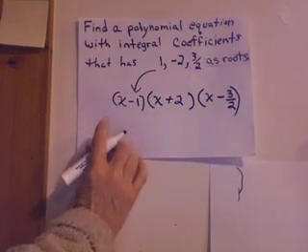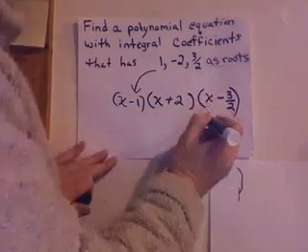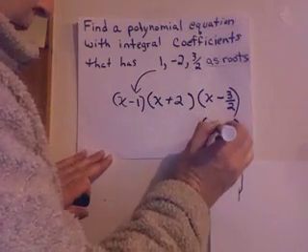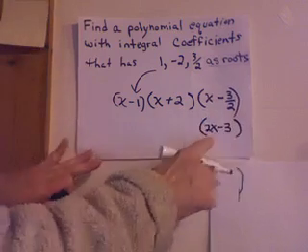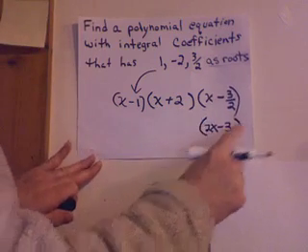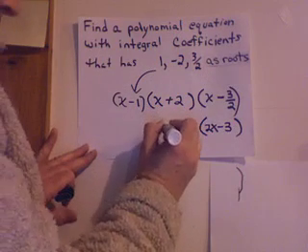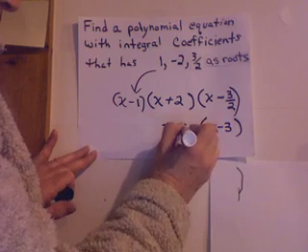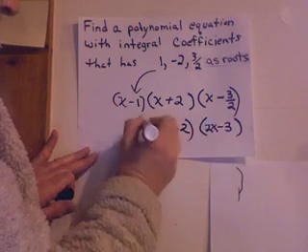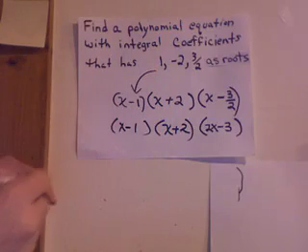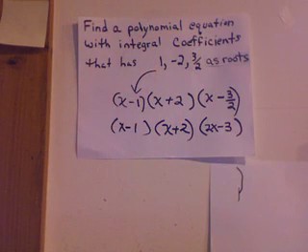That one's a problem. Can't have a fraction. So, I write it as 2x minus 3. If you think about that, if I solve 2x minus 3 equal to 0, I get 3/2. So, these are the three parts that if I multiply them, I will get the polynomial equation for that expression.